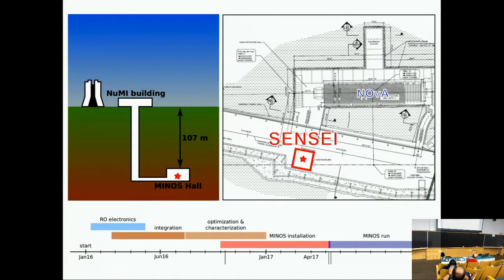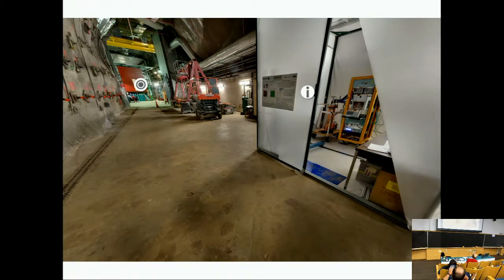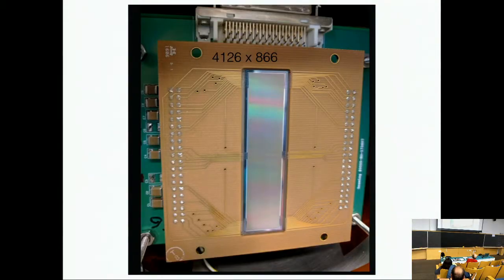Okay, I will skip this because it's very late. But this is where we are. This is the SENSEI experiment. So we don't need a very large volume. This is our SENSEI dewar. This is our readout electronics. We are at Fermilab, in the shallow underground site at Fermilab.